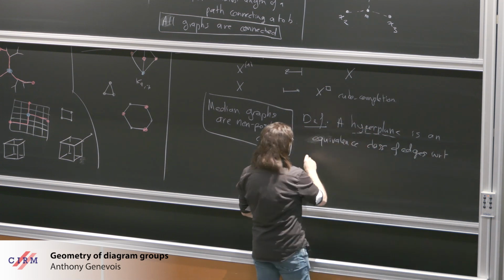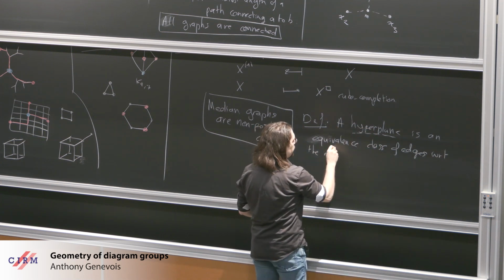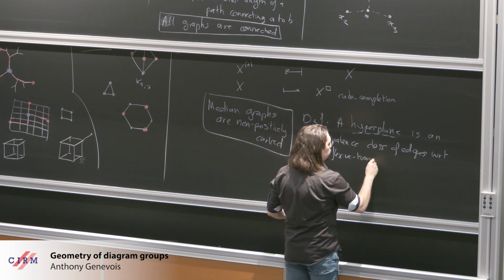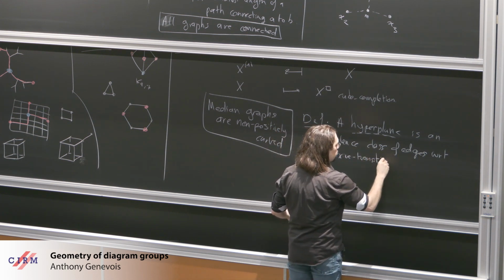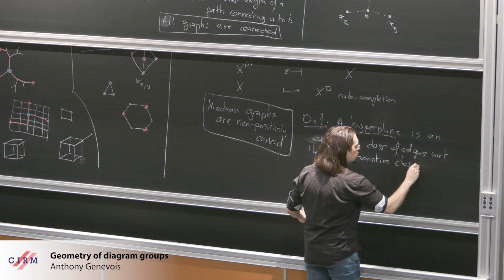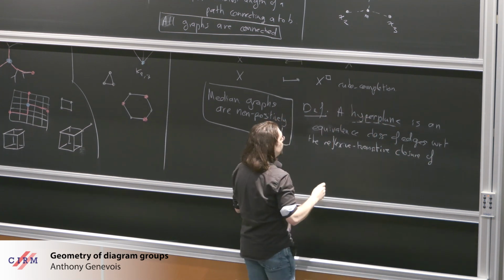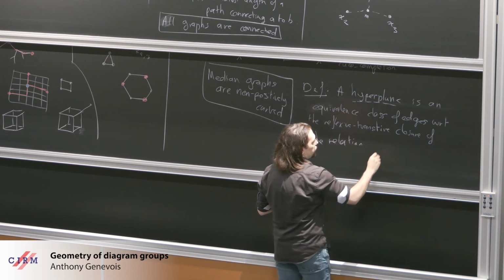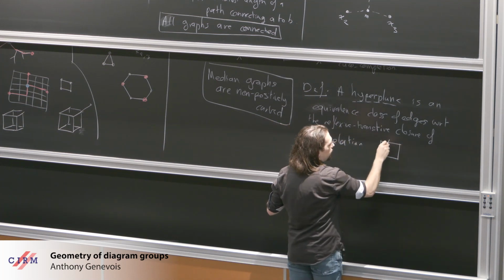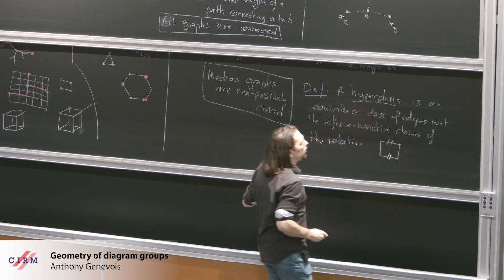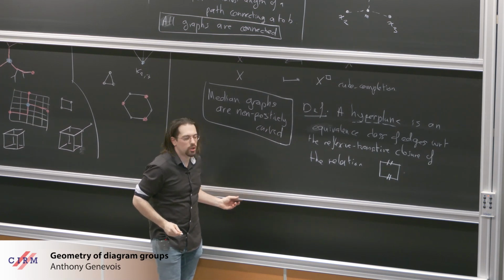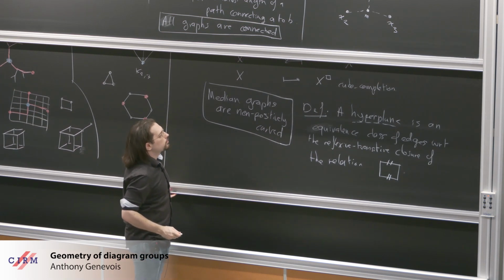With respect to the reflexive transitive closure of the relation that if you take a fourth cycle, then you identify two opposite edges. Okay, so this is kind of a notion of parallelism. Okay, so I will give an example.